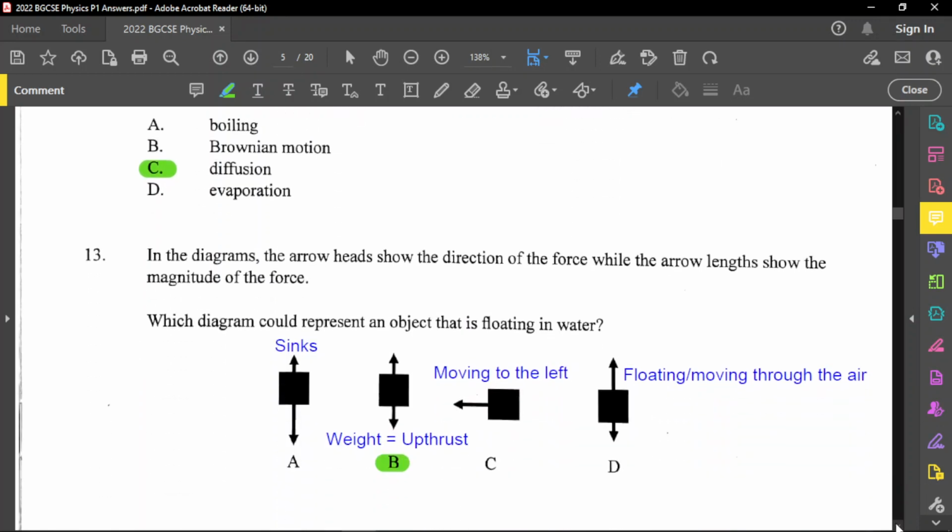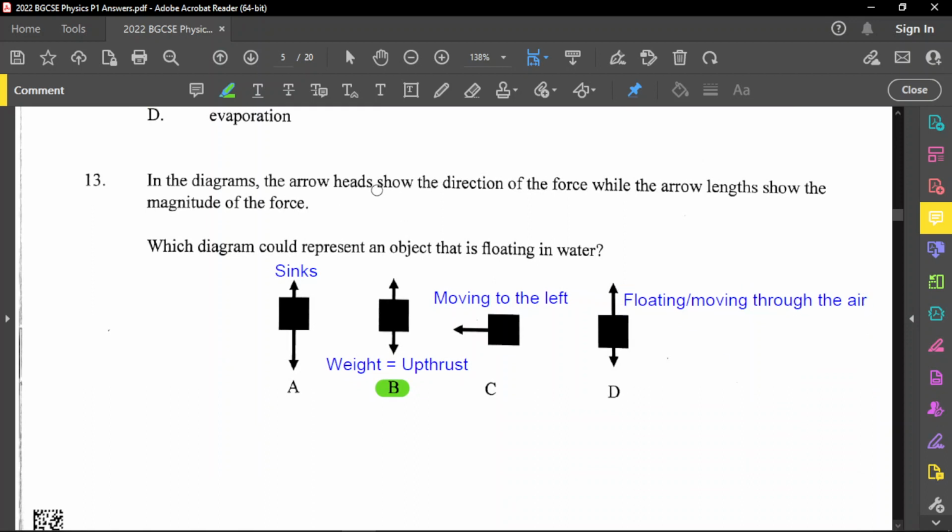For question number 13, it said the arrow heads in the diagrams show the direction of the force, while the arrow length shows the magnitude of the force. Which diagram could represent an object that is floating in water? And so I put some notation right here to help guide you in understanding the concept. And so in option A, since the force that is going down is greater, then that will generally sink. And for option B, the two lines are relatively the same, and so here the weight that is going down is equal to the upthrust that is going up on it.